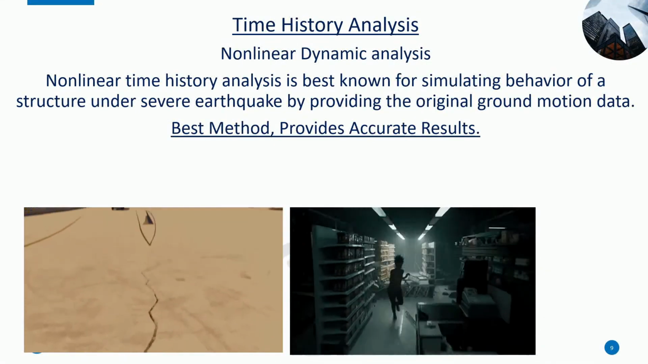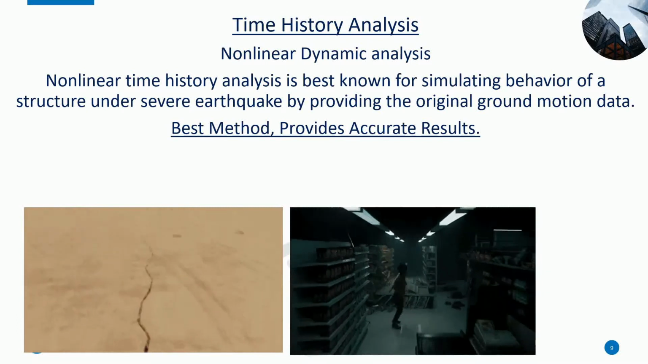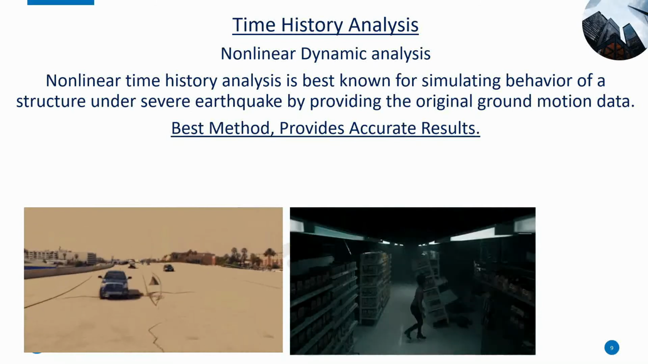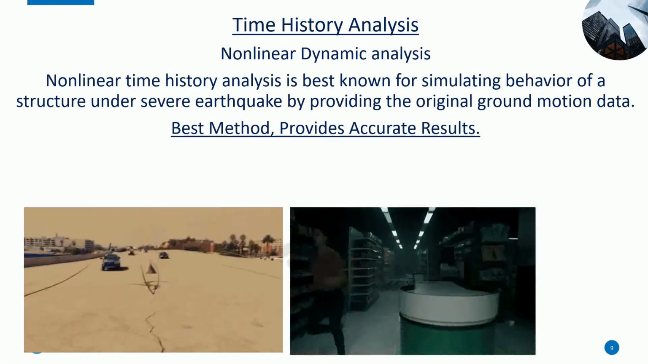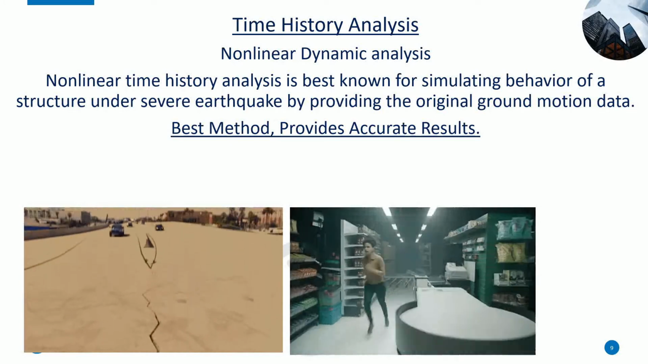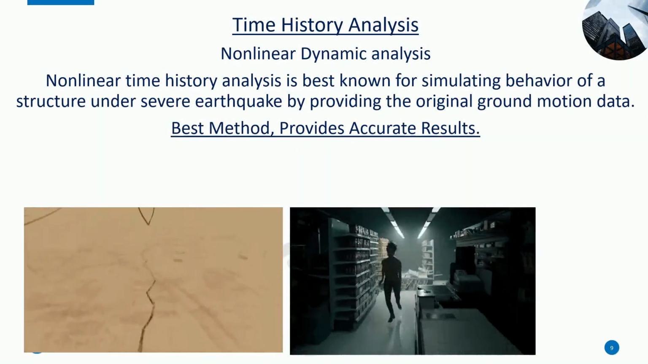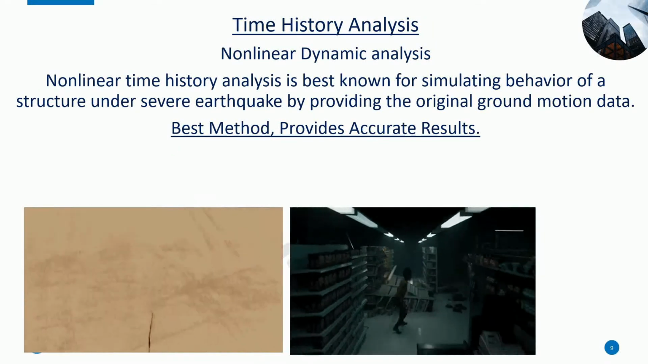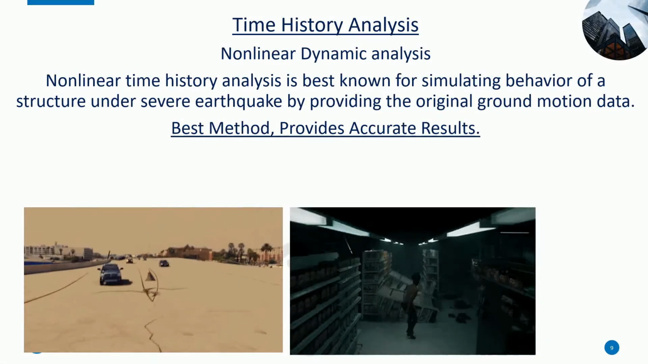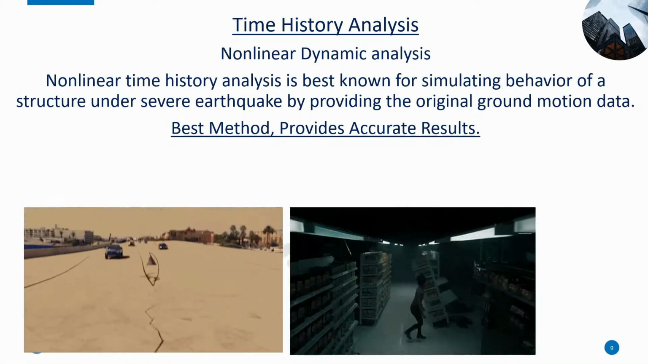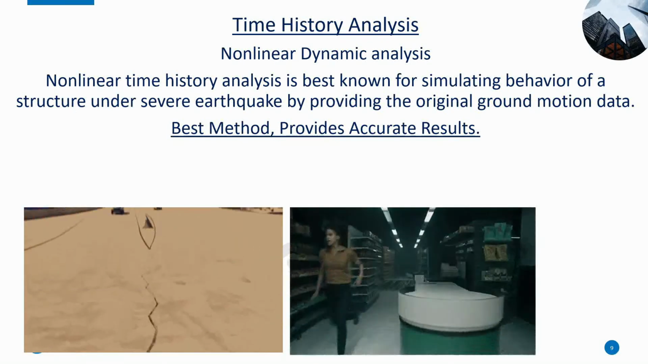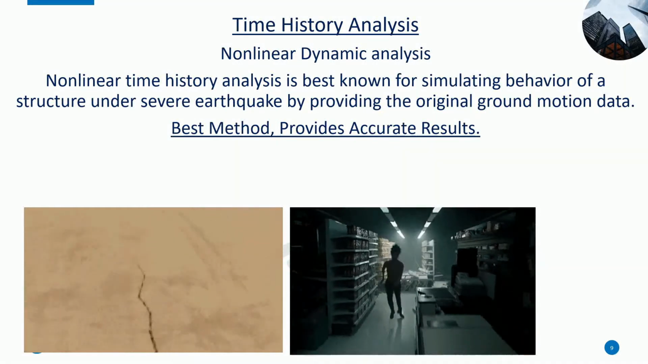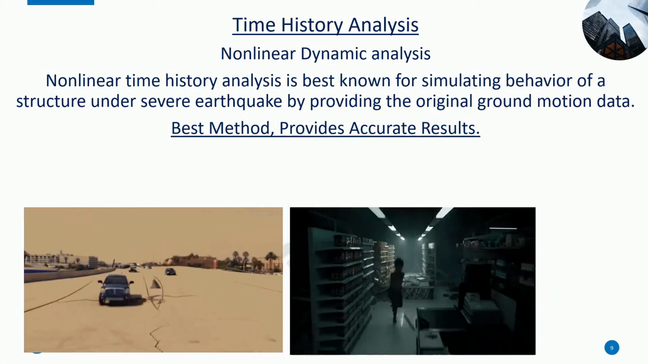The time history analysis is a nonlinear dynamic analysis. The nonlinear time history analysis is best known for simulating the behavior of a structure under severe earthquakes by providing the original ground motion data. This is the best method and provides accurate results. By default, ETABS has n number of pre-recorded earthquake acceleration data. We are going to take the original acceleration data and apply the ground motion data to the building and check its behavior.